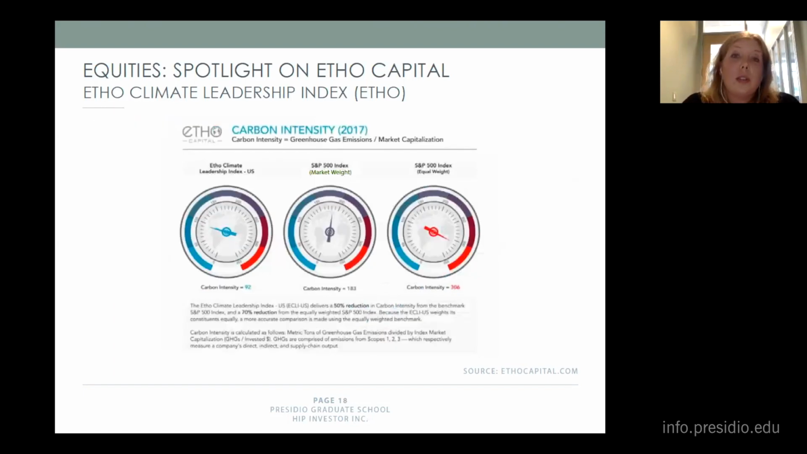They also look at carbon intensity, the ratio of GHG emissions to the market capitalization, and it delivers a 50% reduction from the benchmark S&P 500 index and a 70% reduction from the equally weighted S&P 500 index. Because ETHO weighs its components equally, taking the S&P 500 and instead of how it actually is, which is market weighted, looking at it with an equal weight for all of those companies is actually a more accurate comparison.